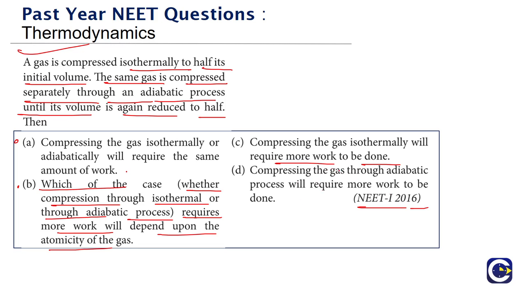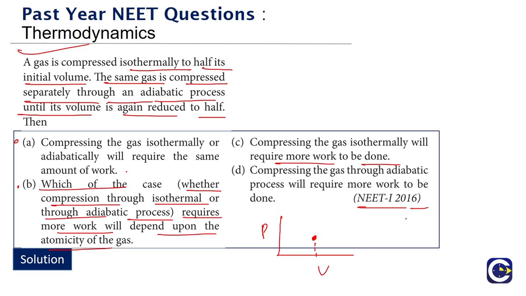So we have to find out which of them will be requiring more work to be done. If you look at the work to be done, we can arrive at it if you are able to represent the processes on the PV graph. Once you represent the process on the PV graph, we will be able to understand the relation in terms of the work. Now here we need to keep one thing in mind. Both of them will be starting from the same volume, whether we talk about isothermal or adiabatic.